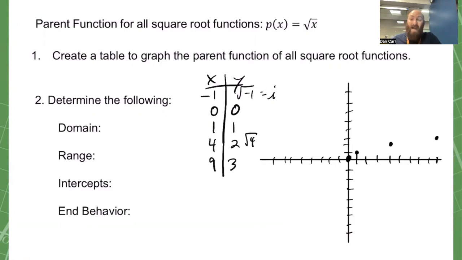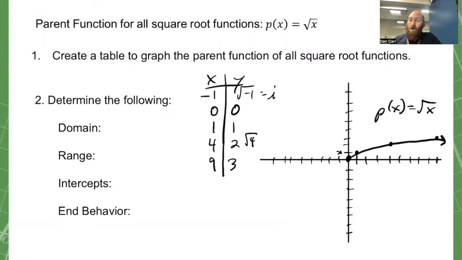Since my graph cannot go negative at all, we're actually starting right here. And I'm going to have this right here, and it goes forever that way. This is the parent function for the square root of x. So p of x equals the square root of x right here.